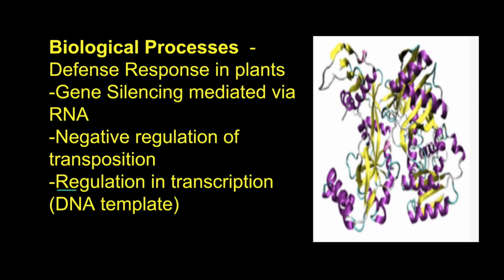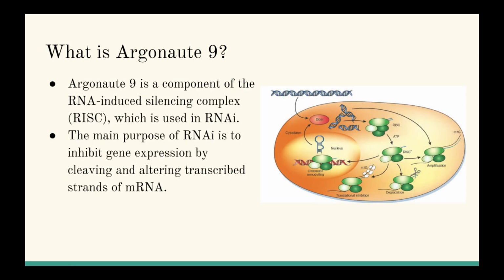Common biological processes of our particular Argonaut protein were defense response in the plants, which occurred in the same cells, gene splicing mediated via RNA, negative regulation of transposition, and finally regulation in transcription, and that was of course DNA templated. What is Argonaut 9?